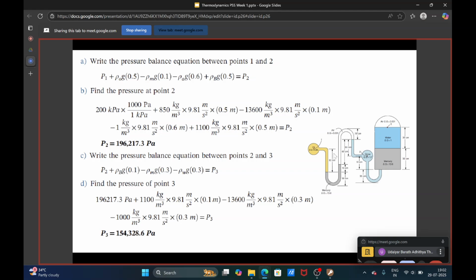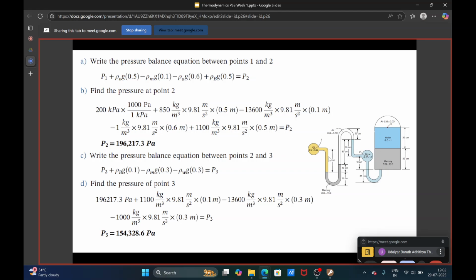So P1 plus your oil side, and then you have brine plus air of 60 centimeter and mercury of 10 centimeter. That will be equal to P2. Substituting the values here, we will get the pressure. P1 is given as 200 kilopascal, so converting into Pascal, multiply by 1000.